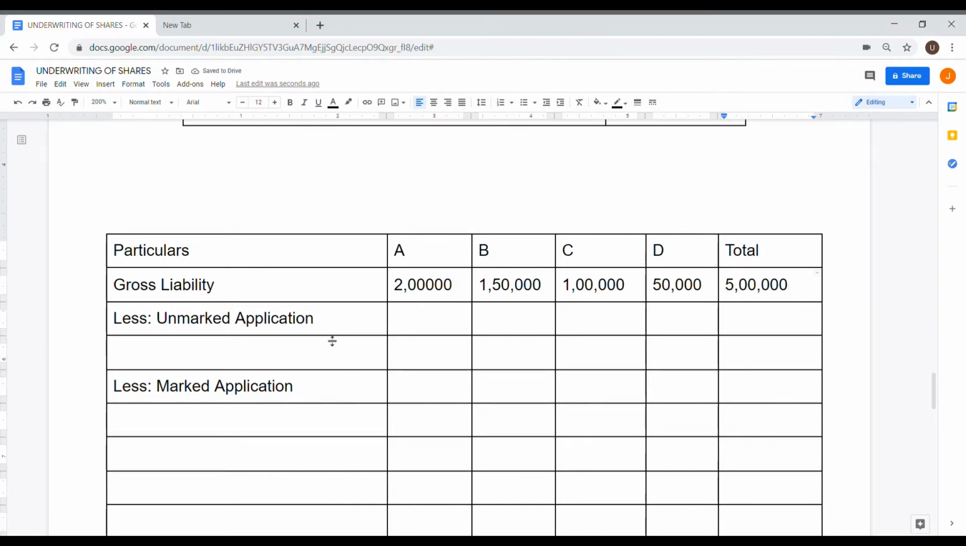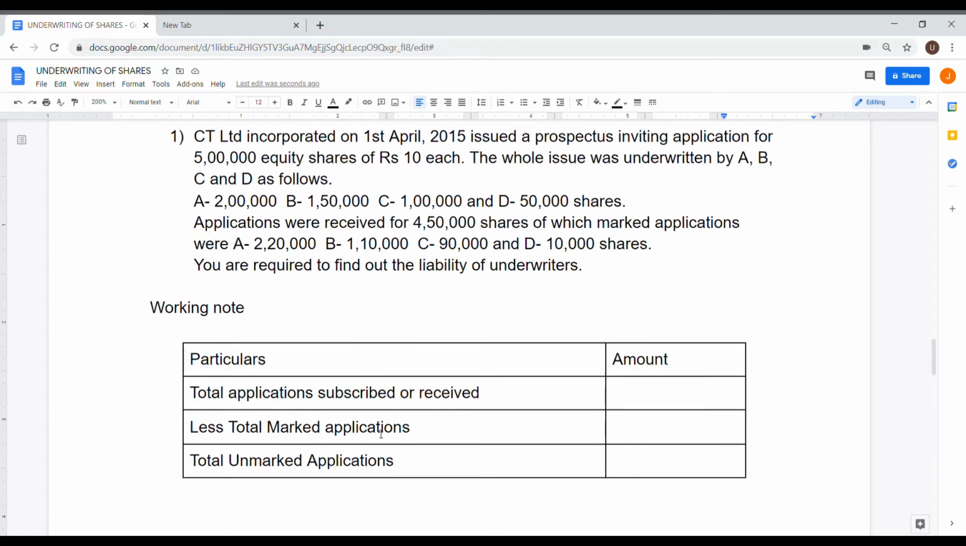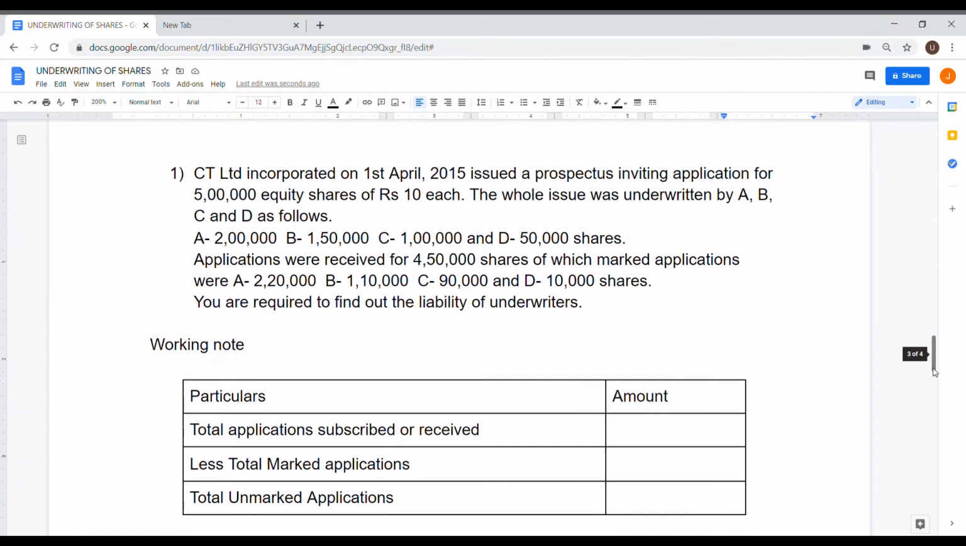Next is unmarked application. They have not given us the unmarked application, so we have to calculate it. How to calculate unmarked application? Working note: total applications subscribed or received. What is the total applications subscribed or received? It is 4,50,000.